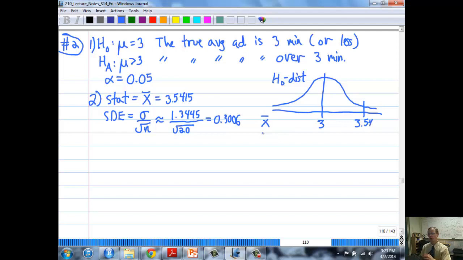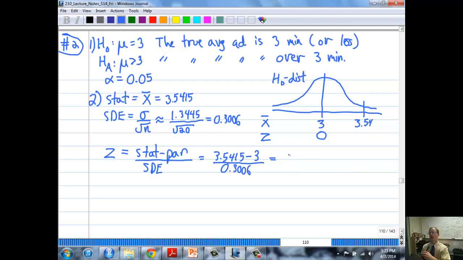If I convert to z-scores, then the center is at 0, and I need to find my 3.54. So the z-score for that is always statistic minus parameter divided by the standard error, which is 3.5415 minus 3 over 0.3006, and that works out to be 1.80.